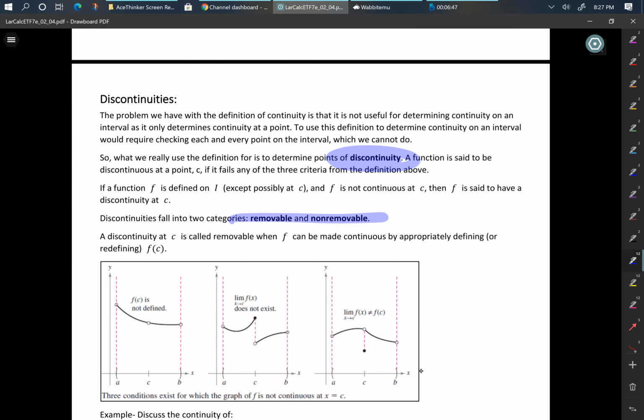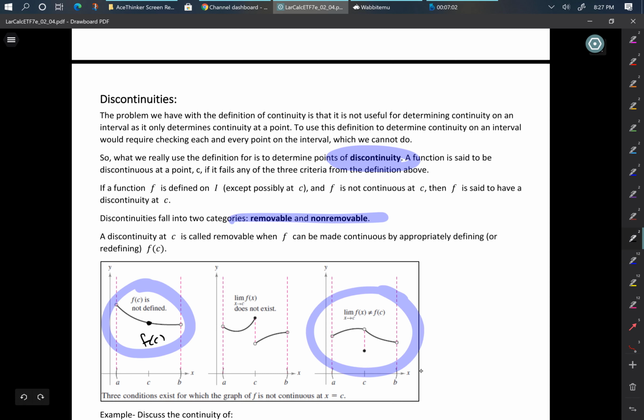Removable discontinuities are basically a hole in the graph. This is a removable discontinuity, and this is a removable discontinuity. We could fix the first one by just simply filling in the hole and defining f of c. We could fix this one by just moving that point up. Okay? This is a non-removable discontinuity. We can't fix that one. We'd have to bend the graph to get those two pieces to come together. And if we bent the graph to get those two pieces to come together, then it is no longer the same graph, and we've fundamentally changed it in a way that isn't good.